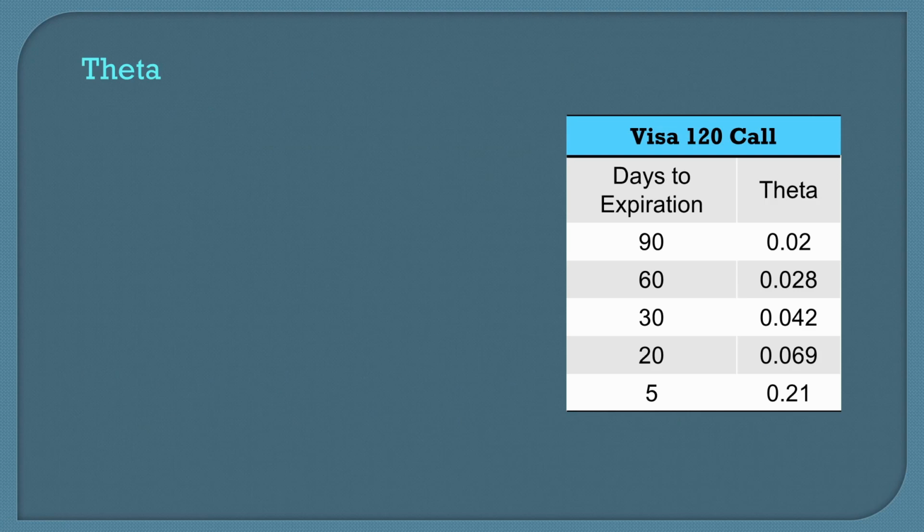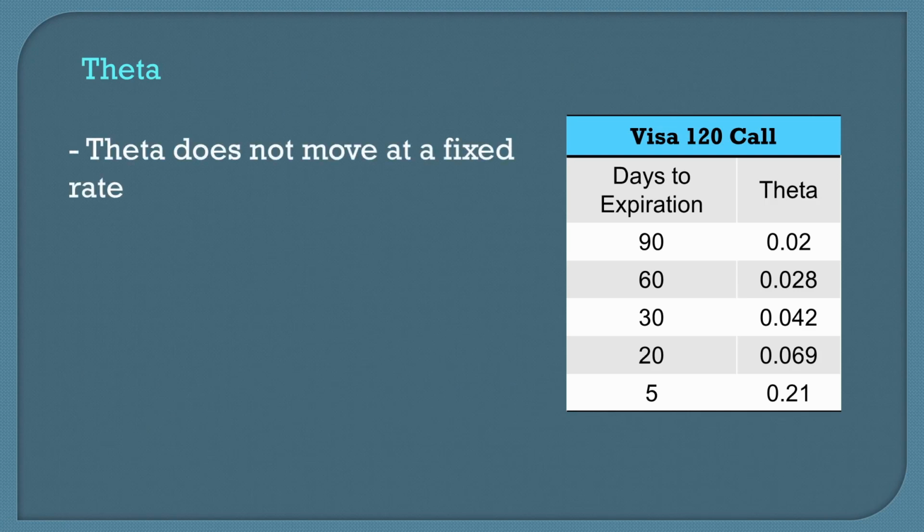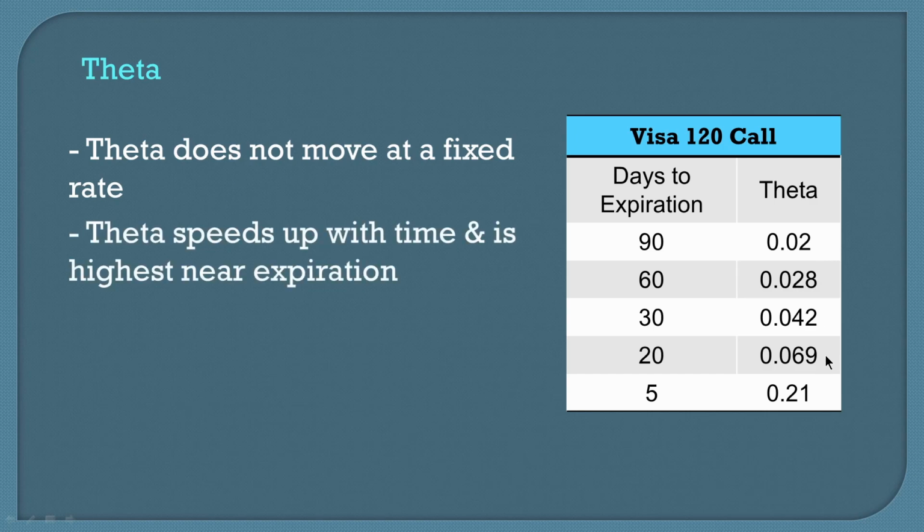Here are a few more points to know about theta. Theta does not move at a fixed rate. So if you look at the table on the right, theta starts out slow, then theta picks up as the days to expiration falls. Theta is the highest when the option is closest to expiration. So time decay increases as an option moves closer and closer to expiration.